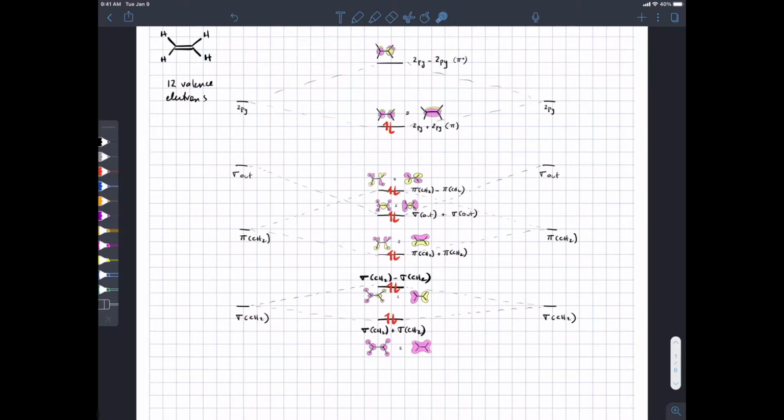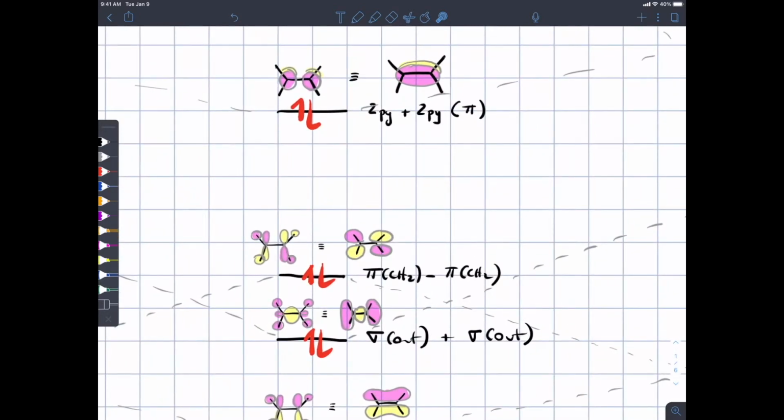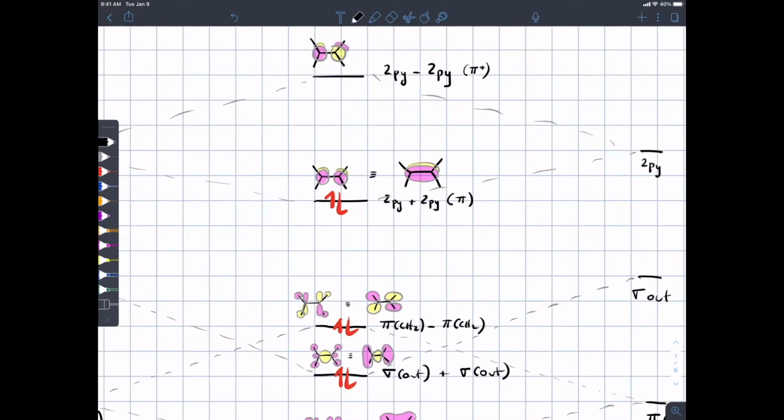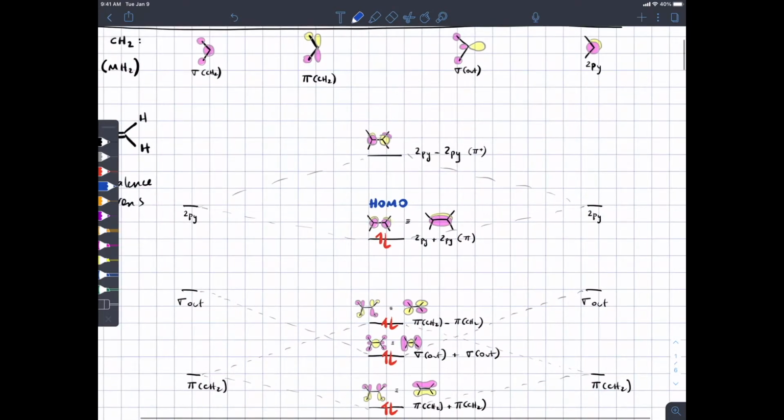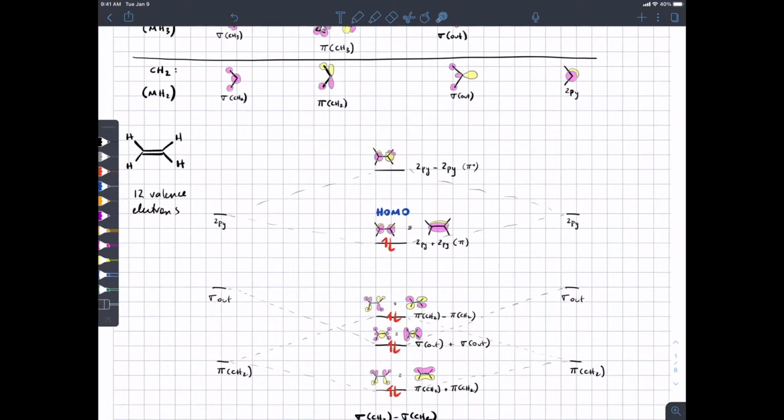So the highest occupied orbital is the 2py plus 2py, the one that's associated with the double bond, or the pi bond. We would have called this the pi orbital. We'll call that the highest occupied molecular orbital. If ethylene were going to react as a nucleophile, it would be these electrons in the pi orbital, or in the 2py plus 2py orbital, that would do the attacking. And then the lowest unoccupied orbital is the 2py minus 2py combination, or we would have called that the pi star.